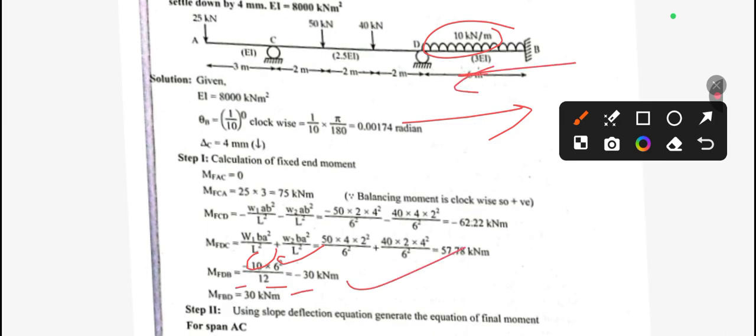And for right to left, we need to just change the sign, that is minus 2 plus 30 kilometer. So we completed the first step.